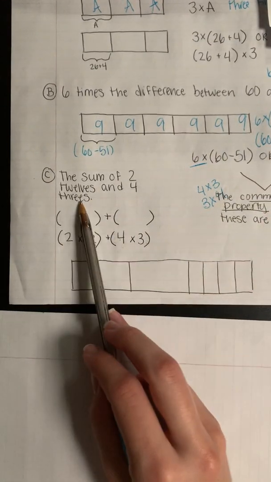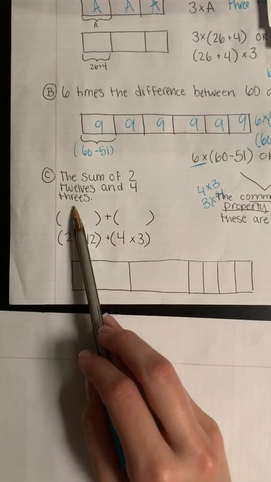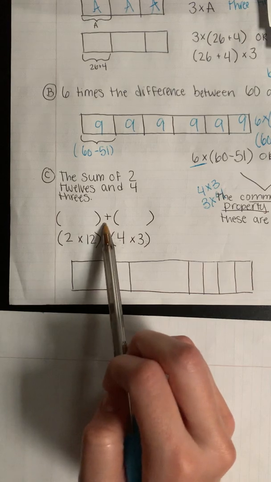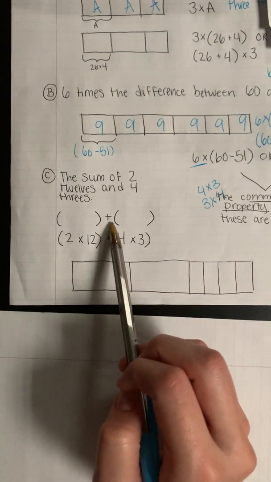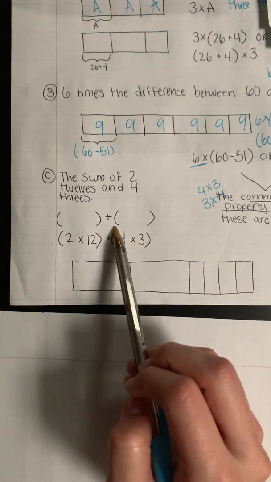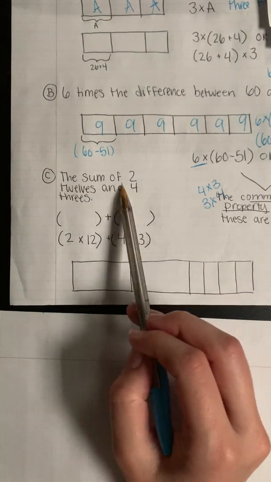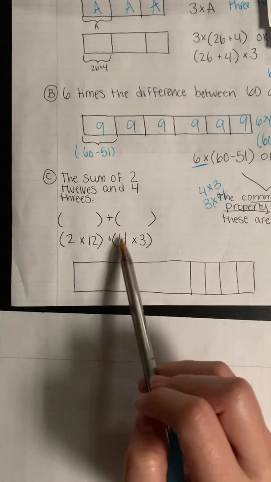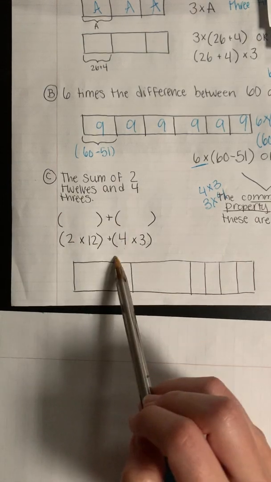The sum of 2 12s and 4 3s. Well, the sum of that tells me that we're adding 2 things. So I set up parentheses that are blank on the inside so that I remember I have to fill these up, and I'm adding them. What am I adding? 2 12s, so 2 times 12, and 4 3s, 4 times 3.